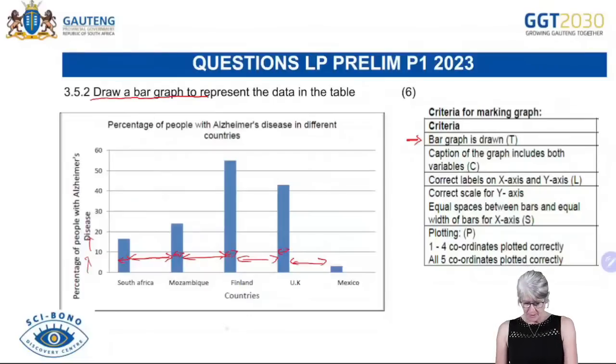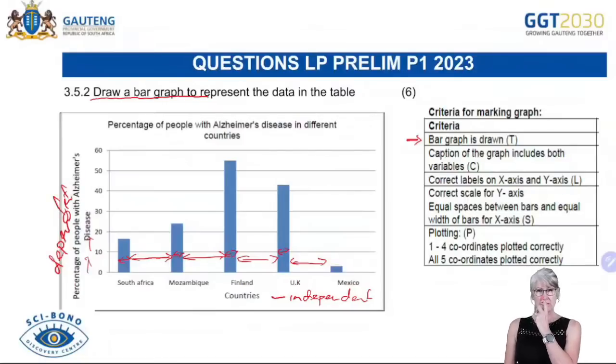And remember, the one on the x-axis is going to be the independent variable, and the one on the y-axis is going to be the dependent. All right, so I need to include both of those in my heading, my caption. So unfortunately, they didn't state it here in the question, so I go to the table, and the table tells me that they're illustrating the percentage of people with Alzheimer's disease in different countries. Okay, so then I've got both my variables.